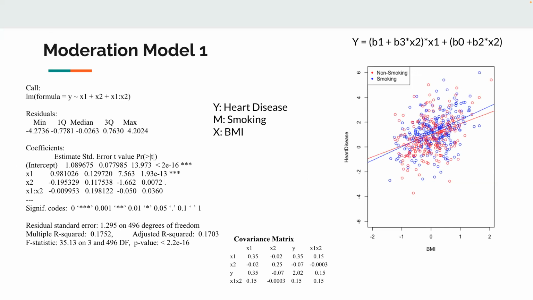For our first model here, I just want to introduce my variables. My y, my dependent variable, is going to be heart disease. My main predictor, my x1, is going to be body mass index, and then my moderator, or my x2, is going to be smoking. Smoking in this case is going to be used as a binary variable. It's divided into either smoking or non-smoking. The red is the non-smoking and the blue is the smoking. So first and foremost, we're going to look at our coefficients.